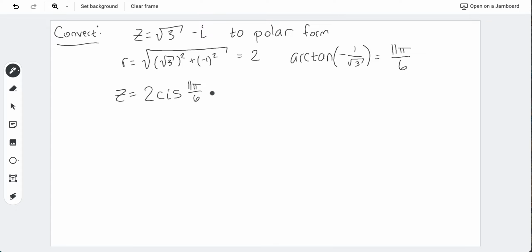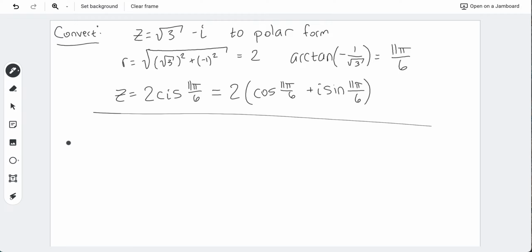And remember what this means, right? This is not like a new trig function. It really means 2 times cosine 11 pi over 6 plus i sine 11 pi over 6. It's just a more compact way of writing it. Okay. If you want to go the other way, it's really easy to do, right?